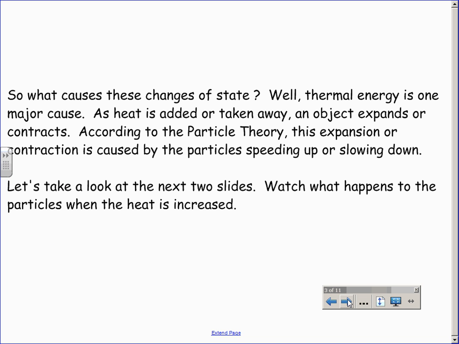So what causes these changes of state? Well, thermal energy is one major cause. As heat is added or taken away, an object expands or contracts. According to the particle theory, this expansion or contraction is caused by the particles speeding up or slowing down. Let's take a look at the next 2 slides. Watch what happens to the particles when the heat is increased.